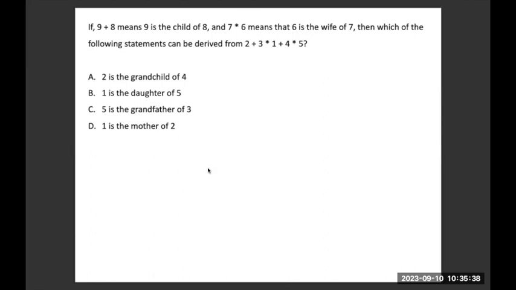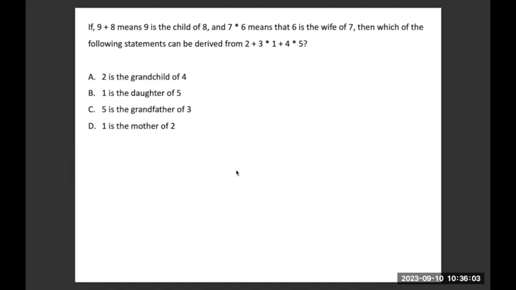What you're given here is some condition where 9 plus 8 means 9 is child of 8. 7 into 6 means 6 is wife of 7. And that's it. Then which of the following statements can be derived? One or more options are correct in this case.